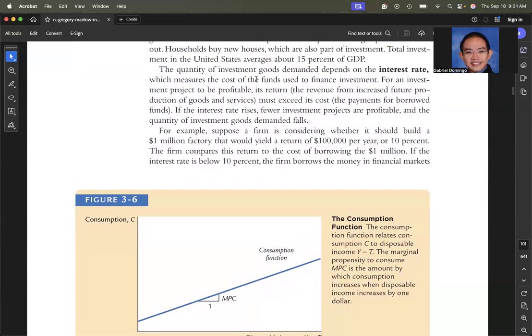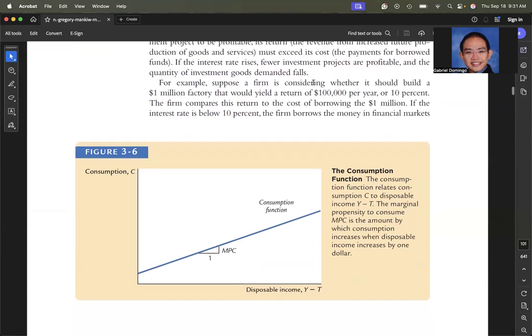So what is the behavioral assumption here? The quantity of investment goods demanded depends on the interest rate, which measures the cost of funds used to finance investments. For an investment to be profitable, its return, the revenue from increased future production of goods and services, must exceed its cost, the payments for borrowed funds, which is R, right? If the interest rate rises, fewer investment projects will be profitable because the cost of borrowed funds will be higher, and the quantity of investment goods demanded will fall.